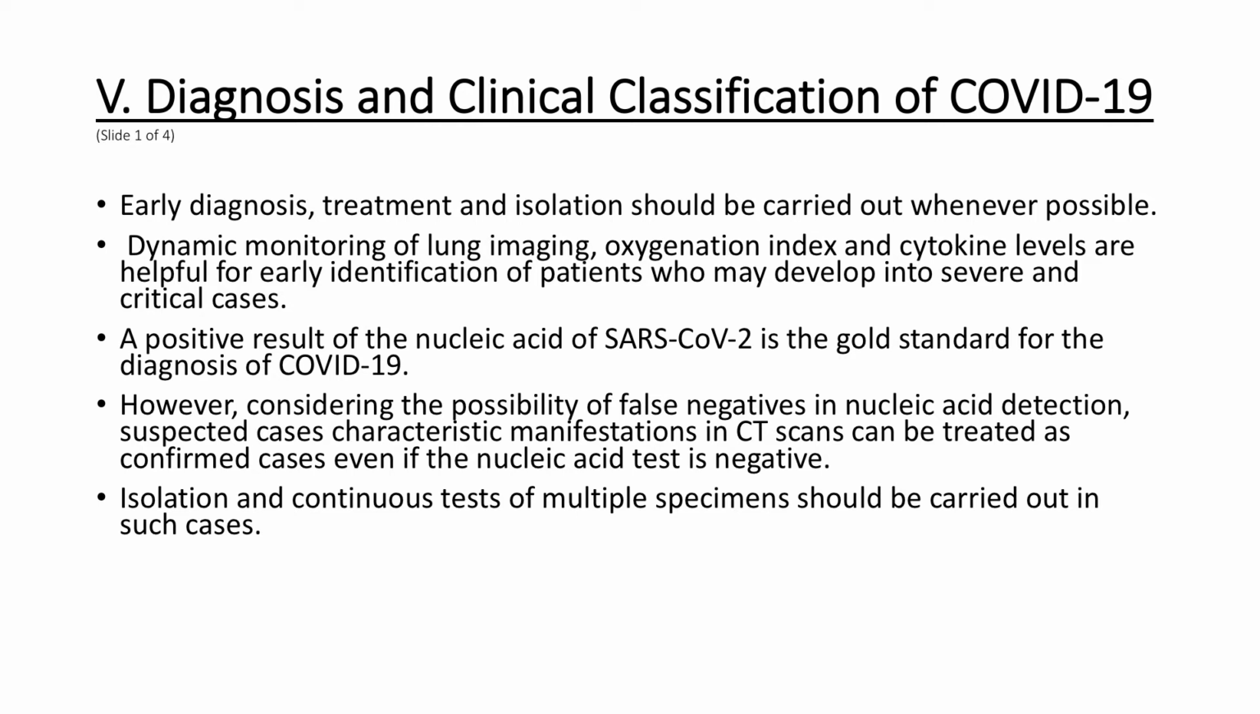A positive result of the nucleic acid of SARS-CoV-2 is the gold standard for the diagnosis of COVID-19. However, considering the possibility of false negatives in nucleic acid detection, suspected cases with characteristic manifestations in CT scans can be treated as confirmed cases even if the nucleic acid test is negative. Isolation and continuous test of multiple specimens should be carried out in such cases.